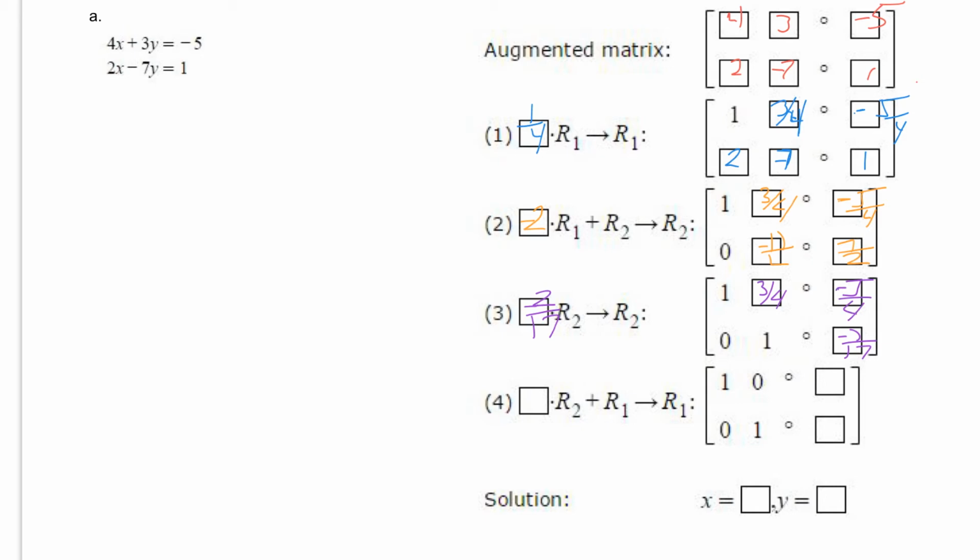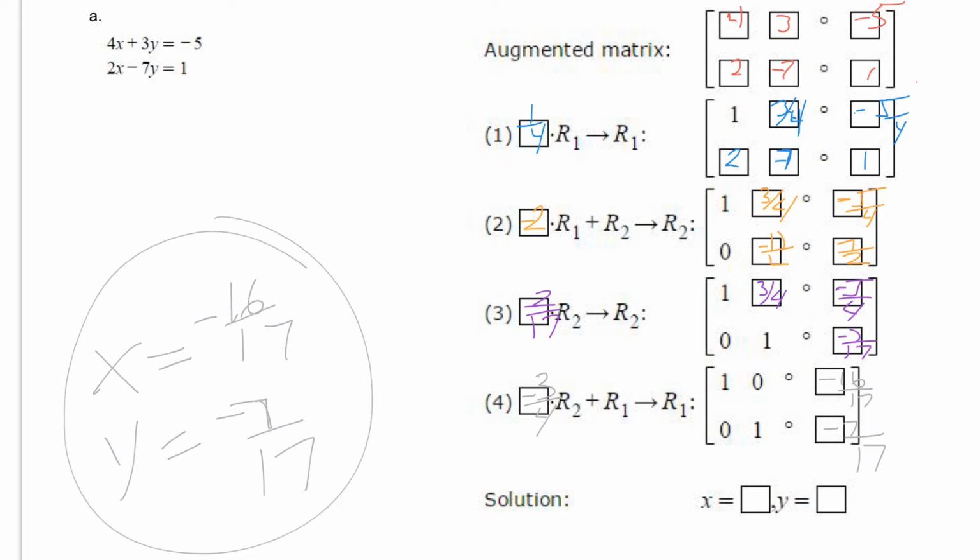And then in your very last step, you should have multiplied by -3/4, leaving you with -16 over 17 and -7 over 17. So your answer should be, and I'm going to write it over here, x should have been -16 over 17, and y should have been -7 over 17.